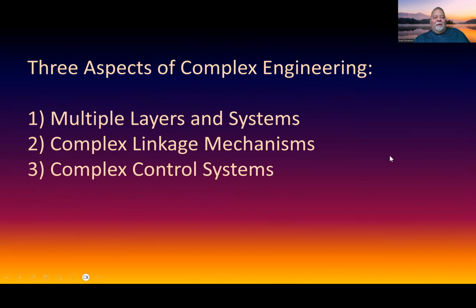Now, what we're going to do today is talk about three aspects of what we would consider complex engineering. First of all, in complex engineering, things that have been designed that carry on complex features or complex applications, usually you'll have multiple layers and systems in a complex engineering design. Secondly, you'll have some type of complex linkage mechanisms to link systems together and things like that. And then the third thing is you'll usually have complex control systems. If you have those three things, you have a very complex engineering system.